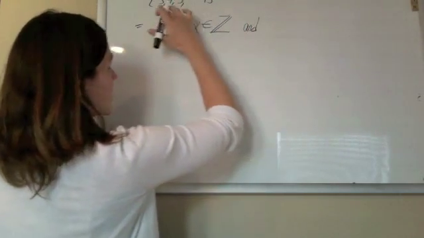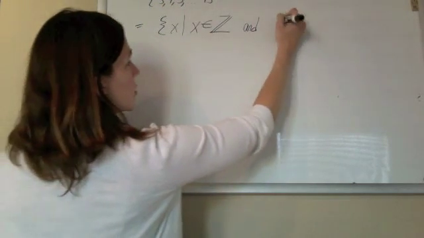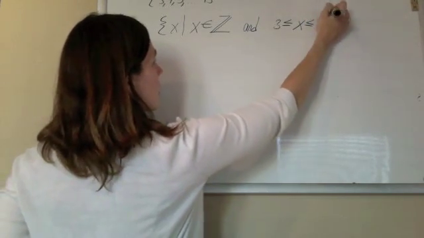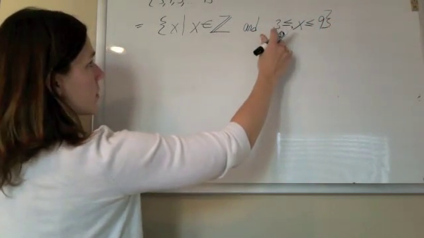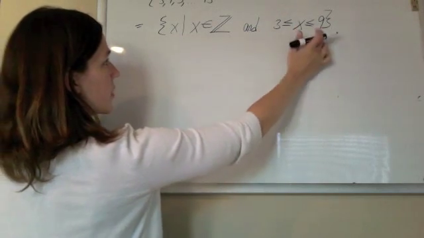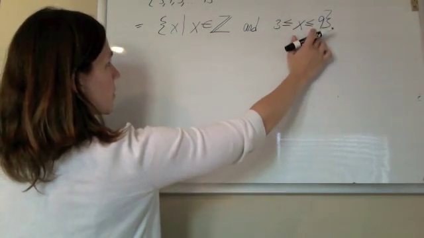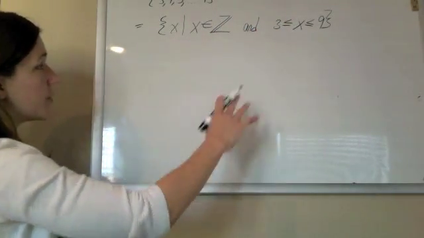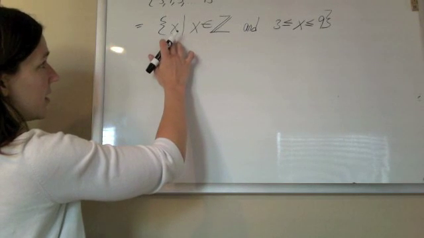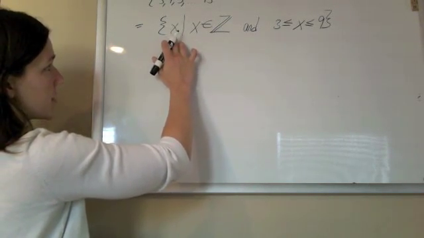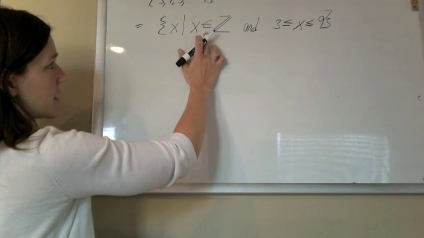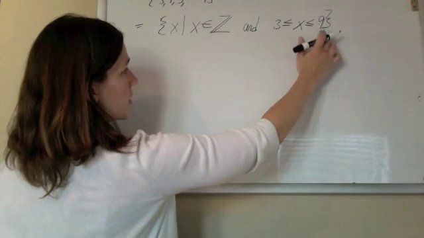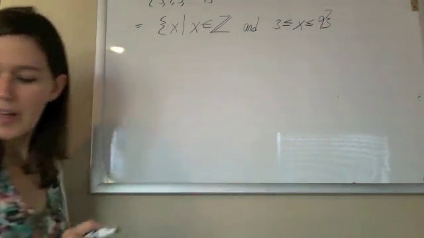And x is between 3 and 9. So 3 is less than or equal to x is less than or equal to 9. This is fancy notation. I don't know if it's too fancy for your class, but it reads like that. So it's the set of all x such that x is an element of the integers and 3 is less than or equal to x is less than or equal to 9. So hopefully that's good for that one.